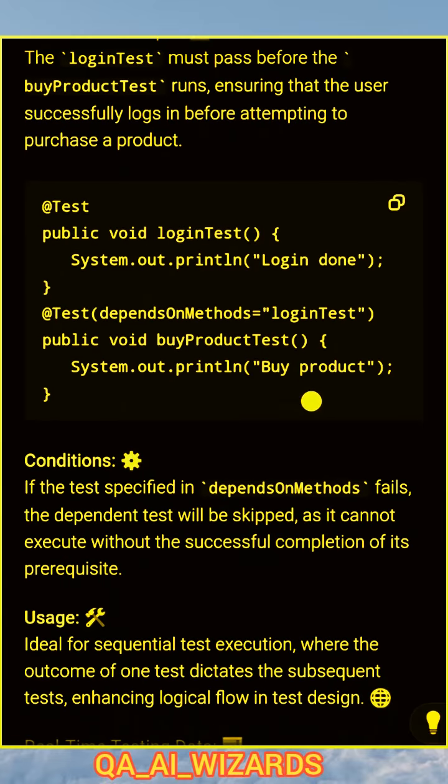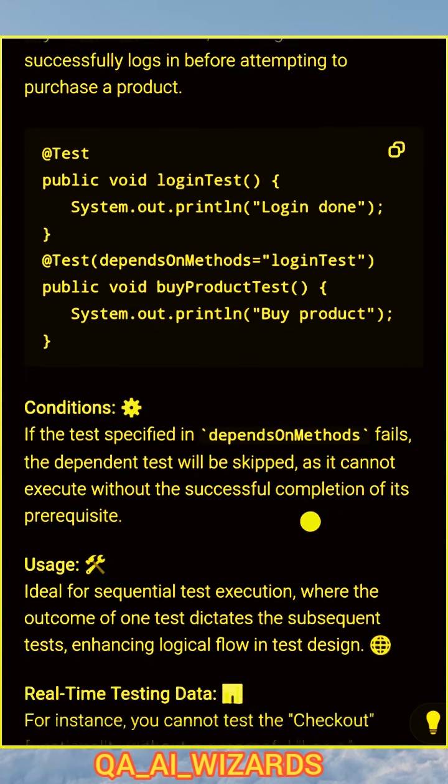Here is a code snippet. @Test, public void loginTest, System.out.println("login done"). Unless the login test passes, we cannot depend on the loginTest method. So @Test(dependsOnMethods = "loginTest"), public void buyProductTest, which will print output like System.out.println("buy product").